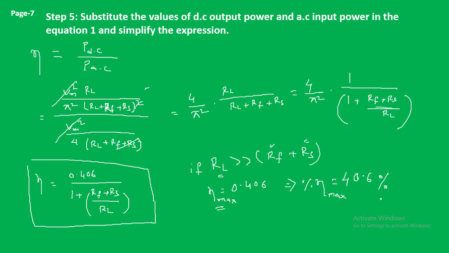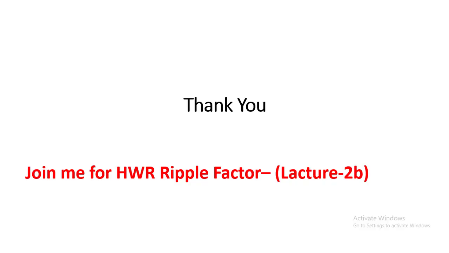So half wave rectifier efficiency is not up to the mark. From this we can find out why the half wave rectifier is seldom used. But it has an advantage: it is a very simple and basic circuit. Obviously, due to simplicity, with only one diode being used, it is very cost effective. That is what we can conclude from this efficiency derivation. So we end here. Thank you very much. In the next lecture we'll be discussing ripple factor and some other parameters of the half wave rectifier.